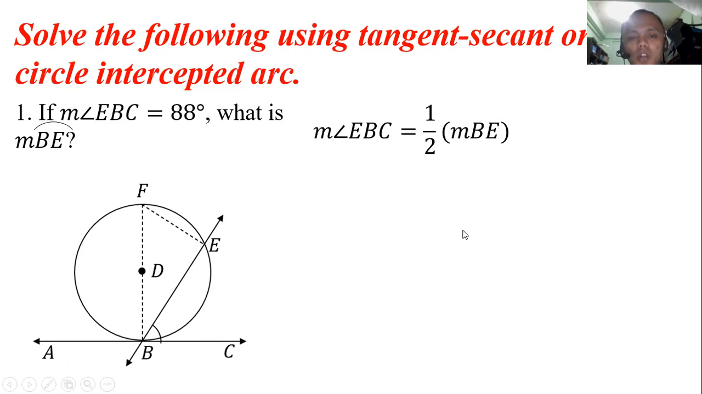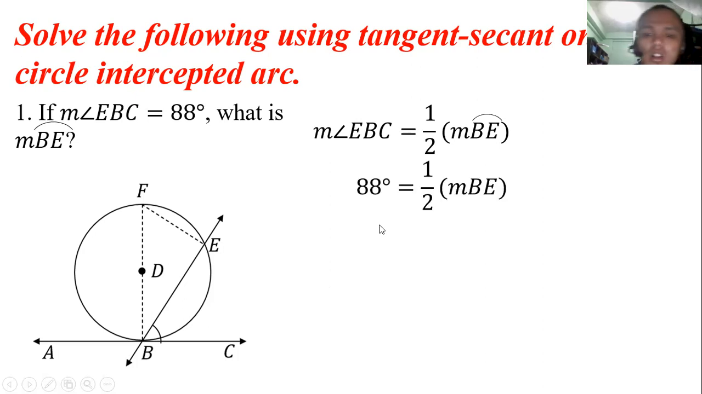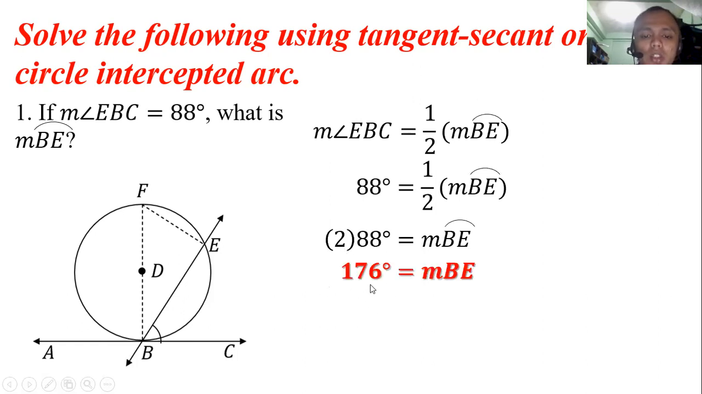Again, using this formula, substitute the measure of angle EBC with 88, then multiply it by 2. So 2 times 88 would be equal to 176 degrees for the measure of arc BE.